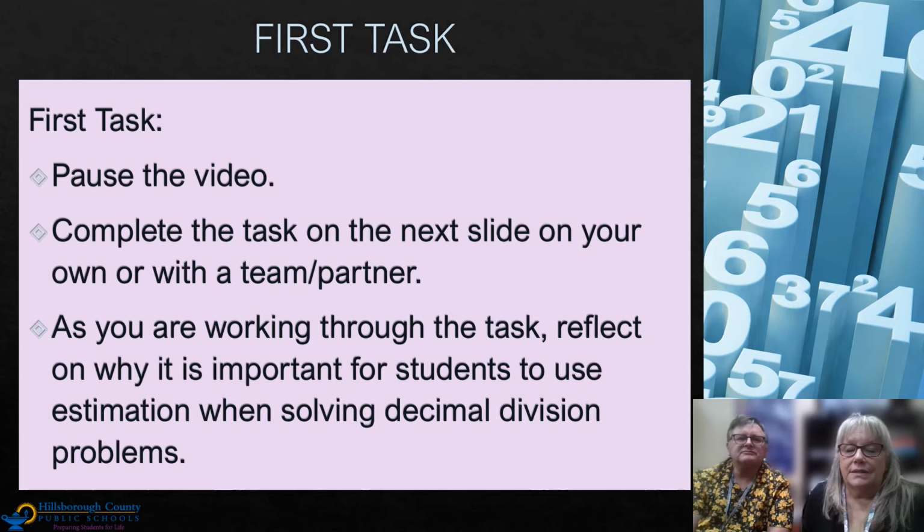So your first task is on the next slide. You're going to pause the video and work either on your own or with a team, or maybe just with one of your teammates. While you're working through this task, I want you to reflect, just like we did with our last Dive-In 5: why is it important for students to use estimation when they're solving decimal division problems this time? We'll see you back in a few minutes.